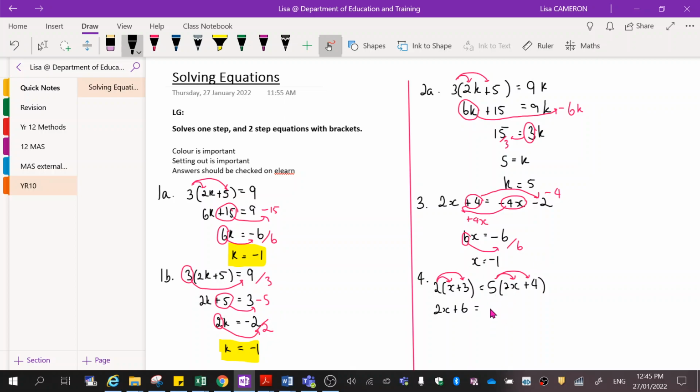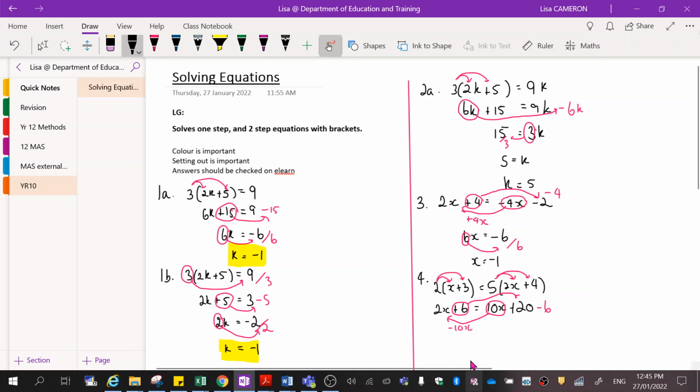5 times 2x is 10x. 5 times 4 is going to be 20. Okay, so I've expanded both brackets. Now I can group my like terms again. So first thing I'm going to grab is my 10x. I'm going to take it to the other side by subtracting 10x. I'm going to take the 6 from this side, take it to the other side by subtracting 6.